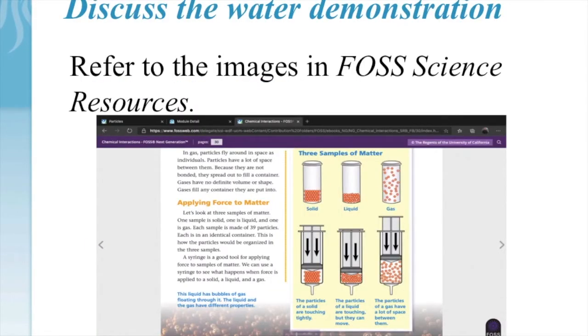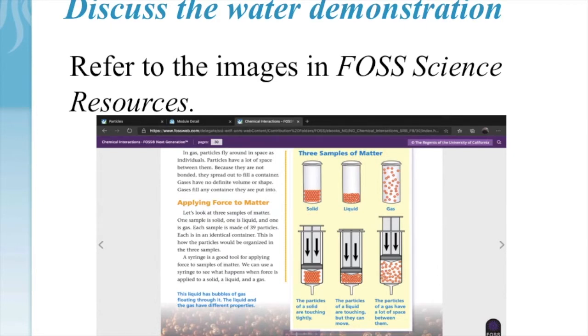What you just saw in that video shows that you cannot compress a liquid. They were able to do that with the syringe with the air in it. You could press it in and it would spring back, or you could pull it out and it would spring back to where it was. But even though they were trying to press on it or pull on it, the water wouldn't let them do that. The liquid would not let them compress it any farther.